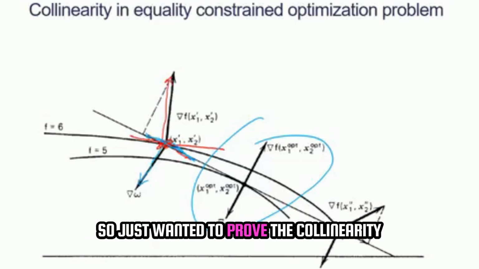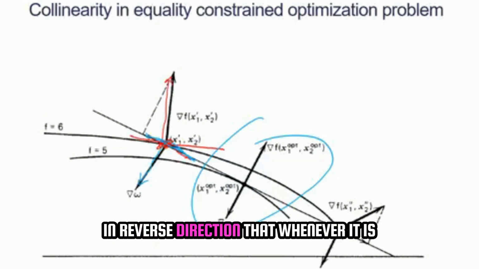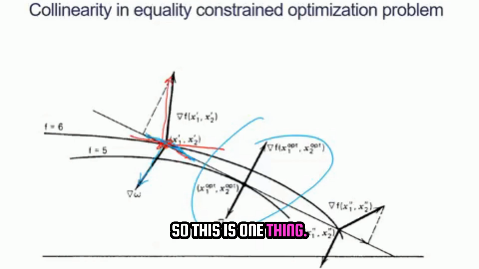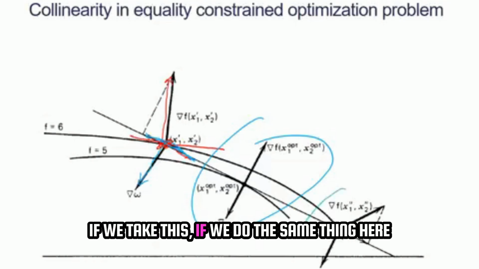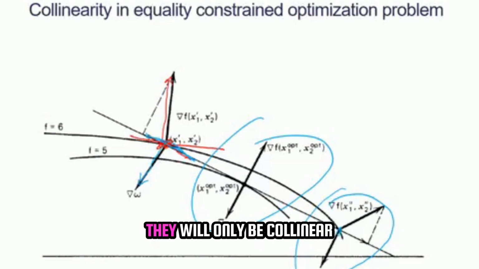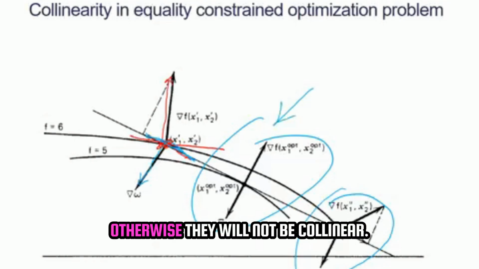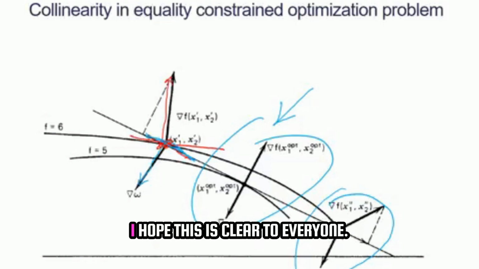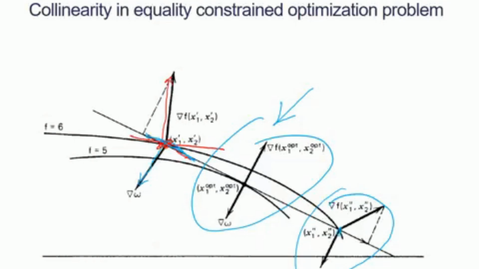I just wanted to prove the collinearity in a reverse direction: whenever it is collinear, only then do we get an optimal solution. If we do the same thing in the lower half of this curve, here also you will see that they are not collinear. They will only be collinear when we have an optimal solution, otherwise they will not be. I hope this is clear to everyone. Can anybody just confirm that, yeah, it is clear?